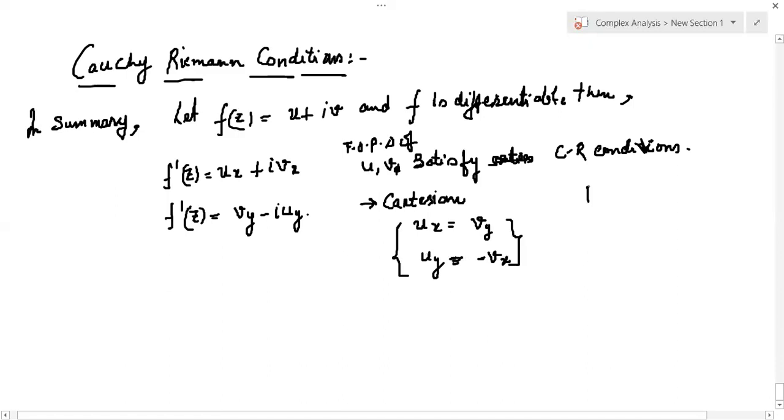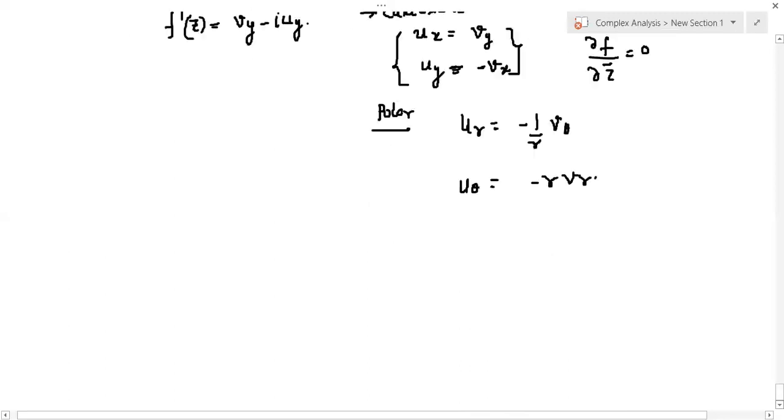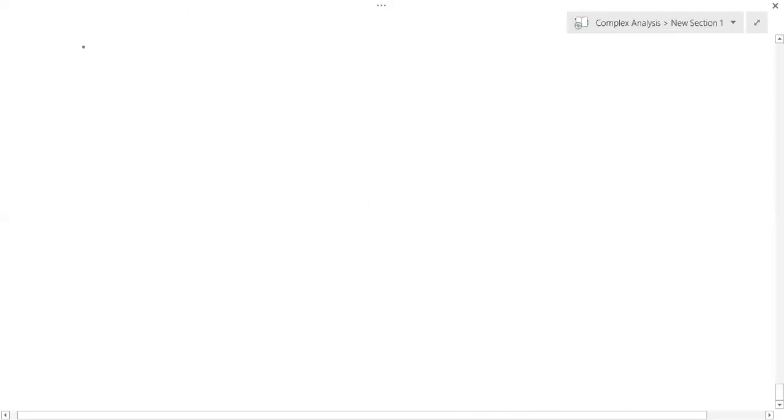In the complex notation, we know it is given by del f upon del z bar must be 0. And in polar coordinates, we know that this is given by ur is equal to 1 upon r v theta, and u theta is equal to minus r vr. Okay. Having done all these things, I gave you a question last time.